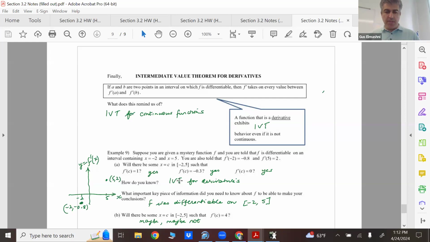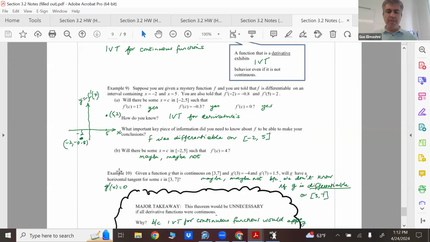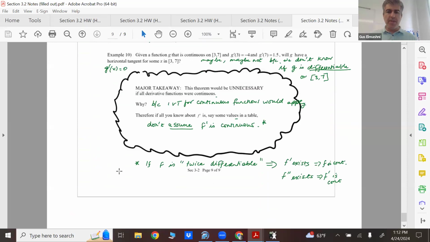Will there be some x equals c in -2, 5 such that f prime c equals 4? Could be, or maybe not. Like, look how I drew this one. Do I have a derivative that's 0? But it's 0 between 1 and 4 here? No, right? So it could be. I mean, if it's outside the range, it could be. We don't know for sure. It's not a guarantee. Does that make sense? Right. So just very similar to the IVT for continuous functions. And then let's look at an example here really quickly. Let me expand this just a tad.